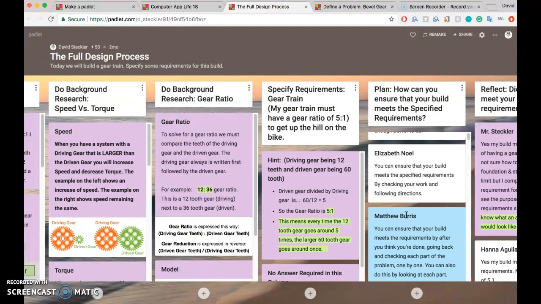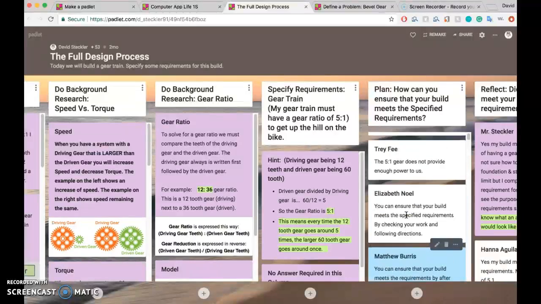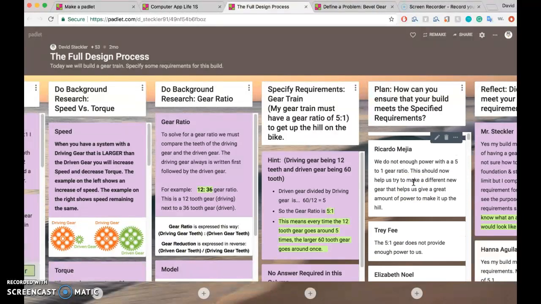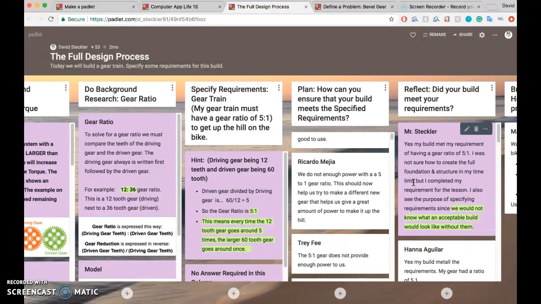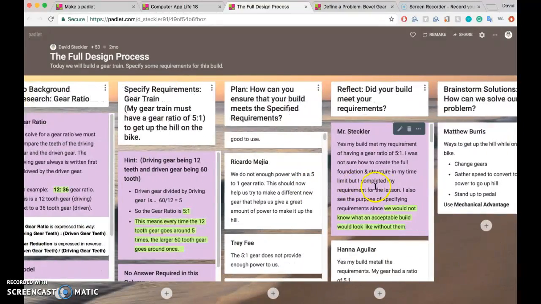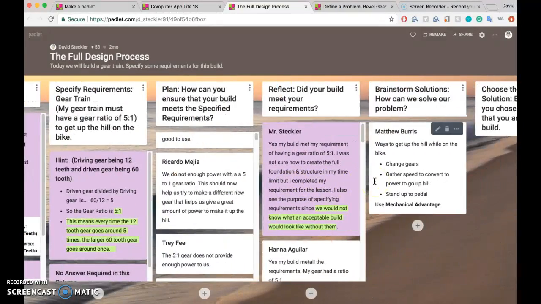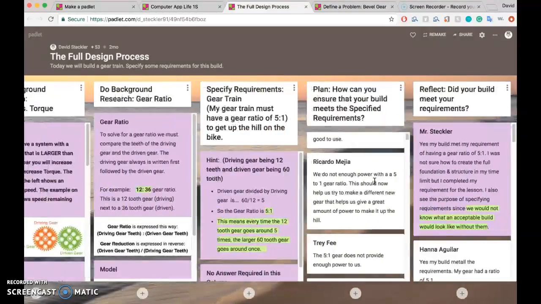So it's a really good design space so students can plan through and write and see each other's thoughts. And even if you don't want to participate verbally, you can still participate on the Padlets where your thoughts are still shown. So I have the students go through and they reflect and they talk to each other and they'll leave comments on each other in the Padlets.